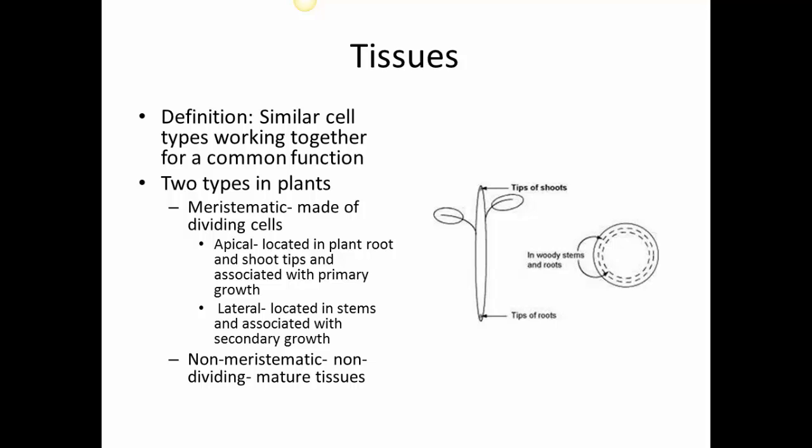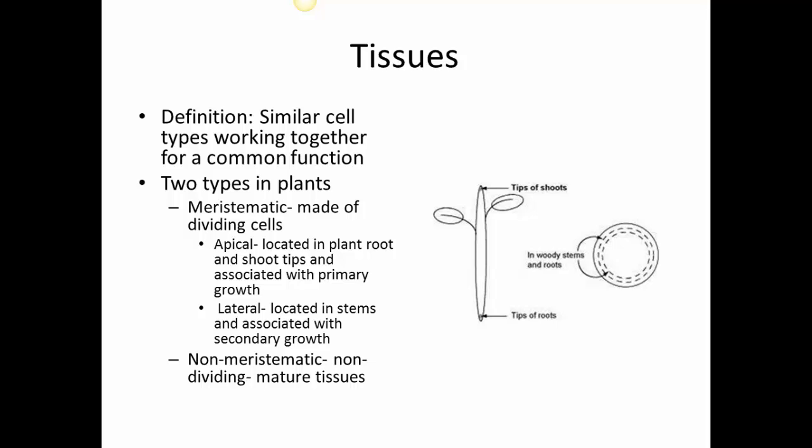Moving on to tissues, which are similar cell types working together for a common function. So an example of a tissue in your body would be your fat. So those are a bunch of fat cells that work together to help insulate your body and cushion your organs.